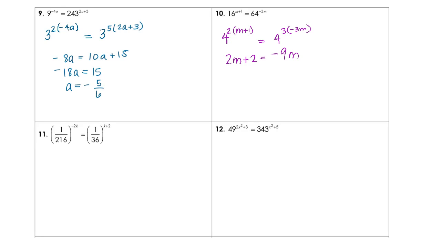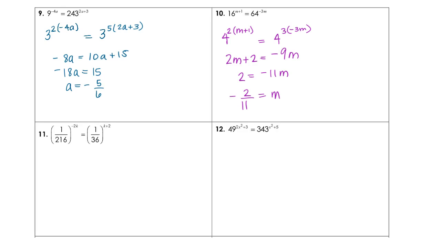And since 9m is by itself on the right side, I'm going to move over my 2m. So that's going to give me negative 11m. And then divide by 11. So we have negative 2/11 is going to be what m is equal to.